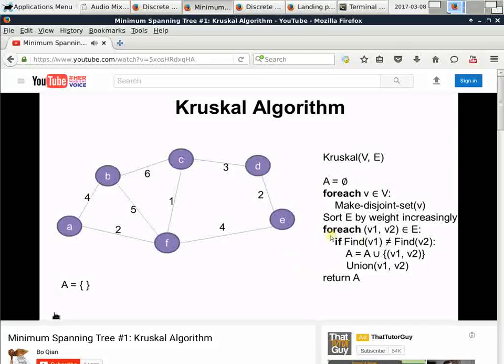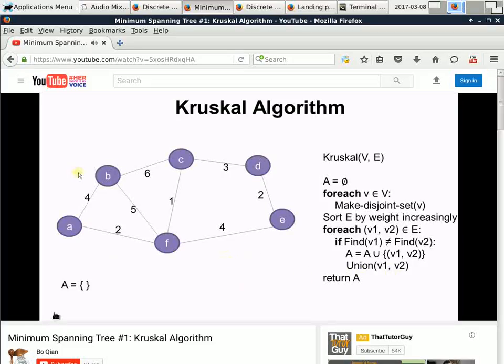And then for each edge that connects V1 and V2, the smallest edge will be taken first. If the disjoint set of V1 is not the same as the disjoint set of V2, then we push that edge into A, and then merge the disjoint sets of V1 and V2 into one disjoint set.